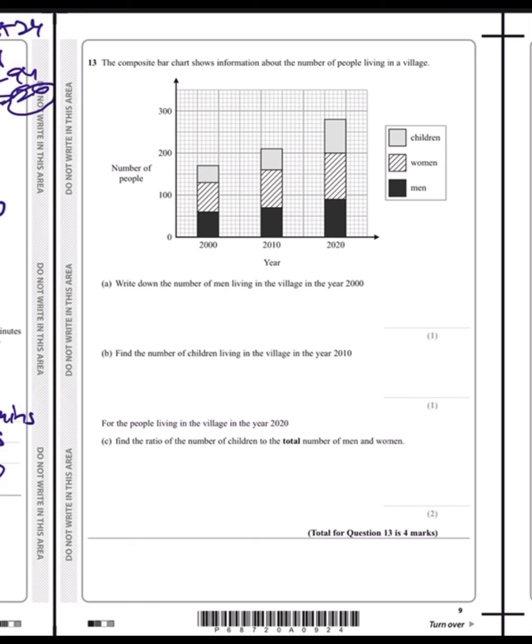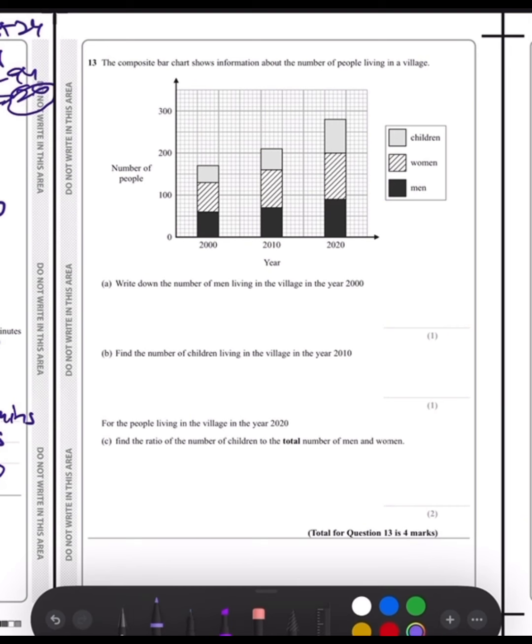So here, it's more about looking at the graph. Here, we can always consider different colors if possible. The composite bar chart shows information about the number of people living in a village. They've given this graph about the number of people and the year. The years they've given us are 2000, 2010, 2020. They've given us a pattern saying that these are the children's population, the population of children living in the village, the population of women in the striped design, and then men in completely black color.